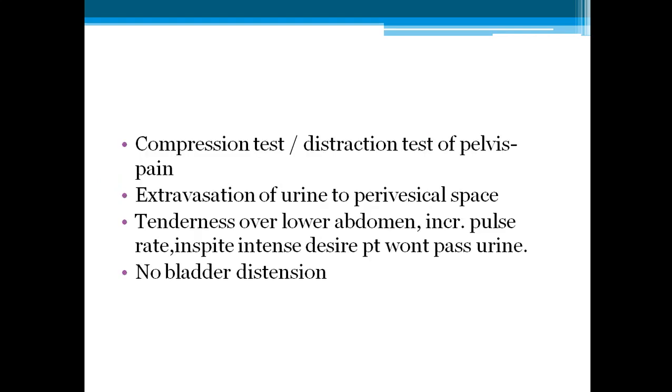So when you want to assess the pelvis, if you detect pelvic fracture by means of this compression or distraction test, you should always be suspicious of an underlying bladder injury. There might be extravasation of urine into the perivesical space. You can elicit tenderness of the lower abdomen with an increase in the pulse rate. And despite intense desire, the patient will not be able to pass urine because of the injury to the bladder and the urethra. And because of the extraperitoneal drainage of urine, there may not be any bladder distension.